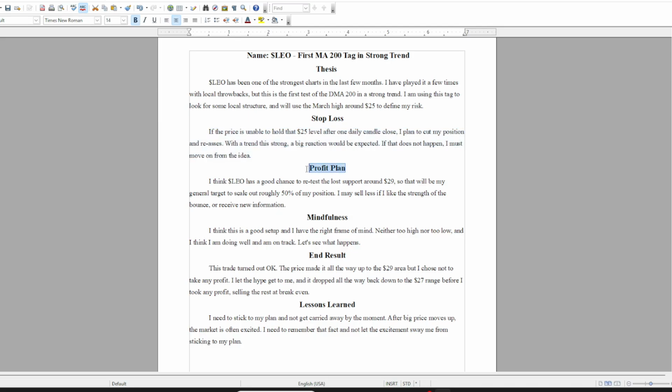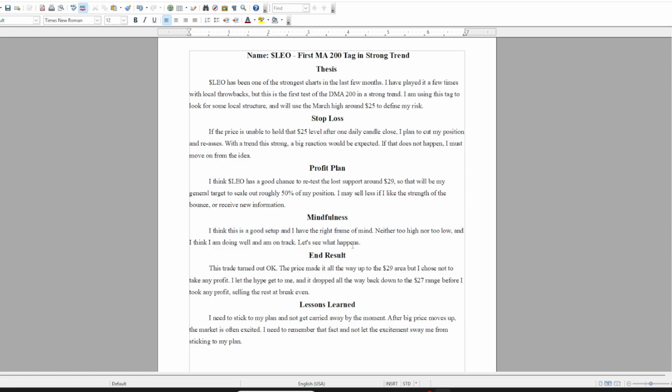What's my general plan to take profit? Well, I think that there's a good chance to retest this level above. It's some lost support level above. That's a general target. And the plan is to scale out 50% of the position. Now, if there's not as much strength, I'm leaving myself some room for error here. I might sell less if it's stronger than I think, or more if it's weaker than I think, right? New information.